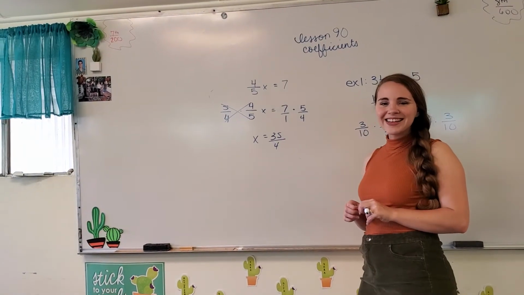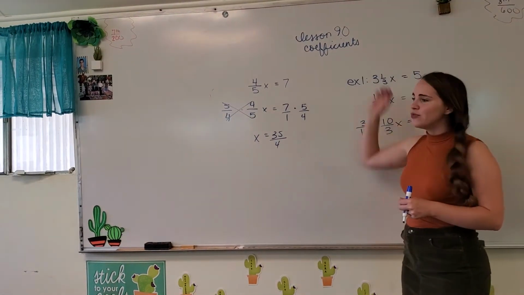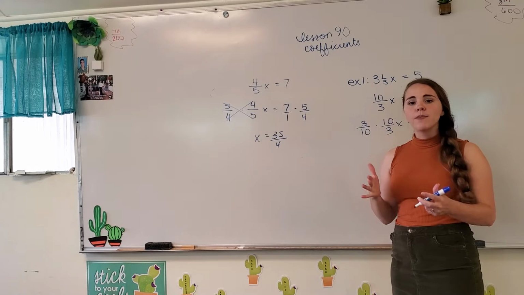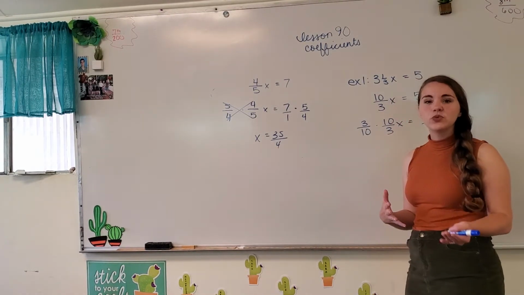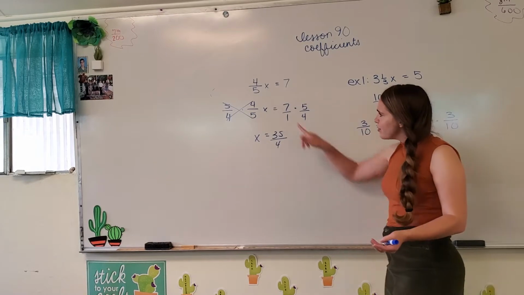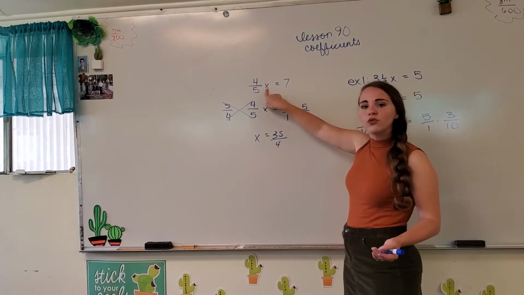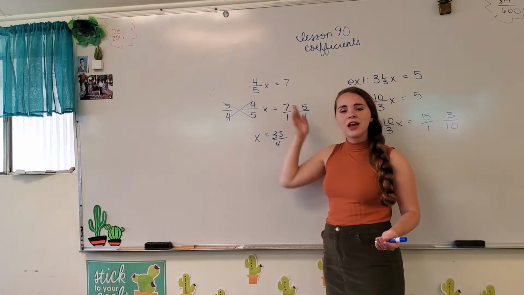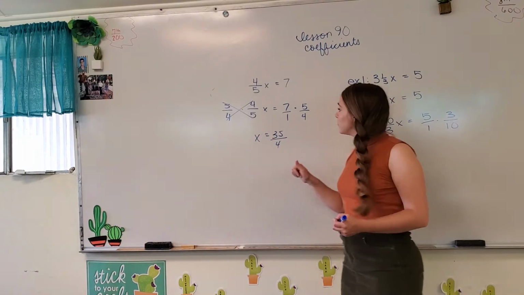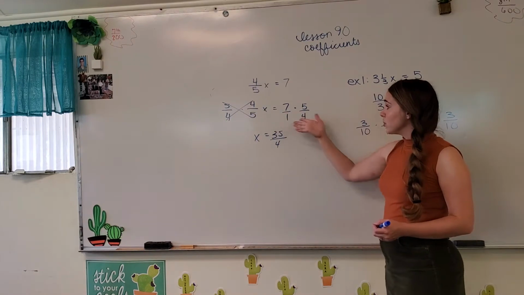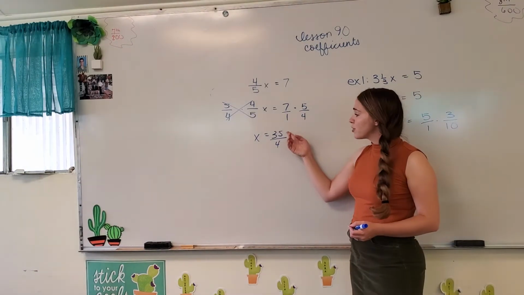Welcome back to class. If you remember what coefficients are, they are the number that comes right in front of the letter. That was the easiest way to remember it. So this is a coefficient, it comes right in front of x. And remember, if we get rid of fractions, we multiply by the reciprocal. So when we multiply both sides by the reciprocal, we end up with 35/4.